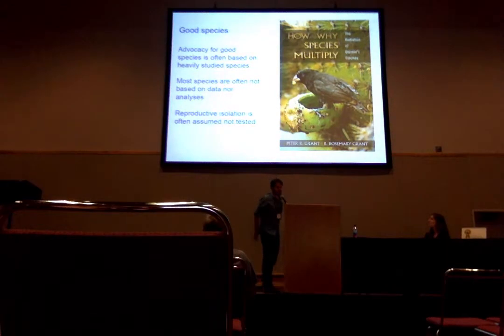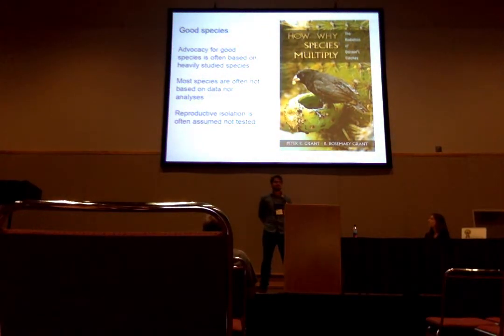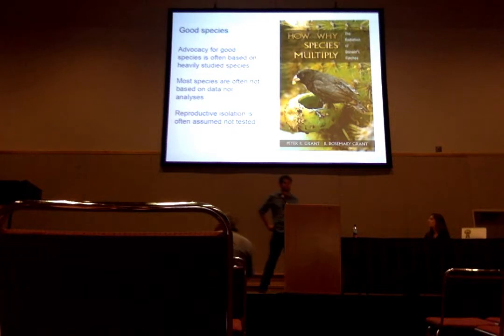Now first, this idea of good species is often based on really well-studied groups. There's a really heavy body of research on how these groups originate, whether it's Darwin's finches or African cichlids. That idea is extrapolated across many other species for which we have very little data. There's been really no analysis on them, but we're using those same units in the same type of analyses. For example, reproductive isolation is often assumed, but not directly tested.